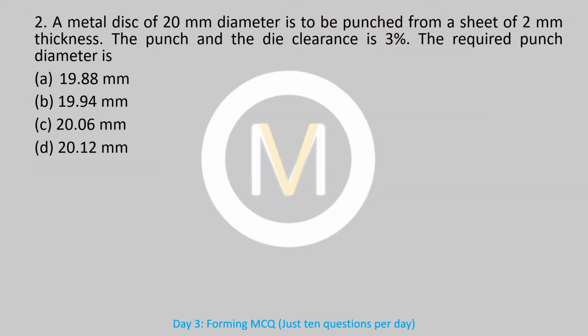So our next question is, a metal disc of 20 mm diameter is to be punched from a sheet of 2 mm thickness. The punch and die clearance is 3%. The required punch diameter is 19.8 mm, 19.94 mm, 20.06 mm, 20.12 mm.